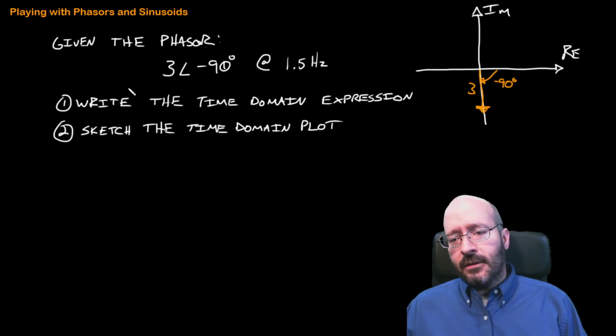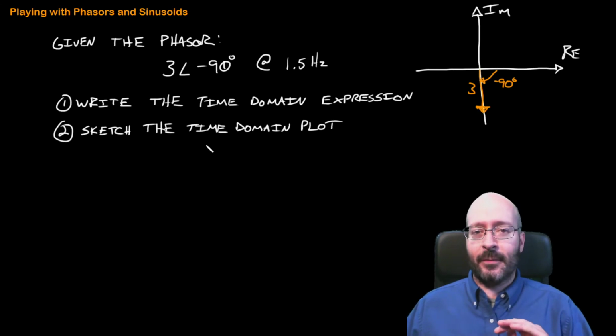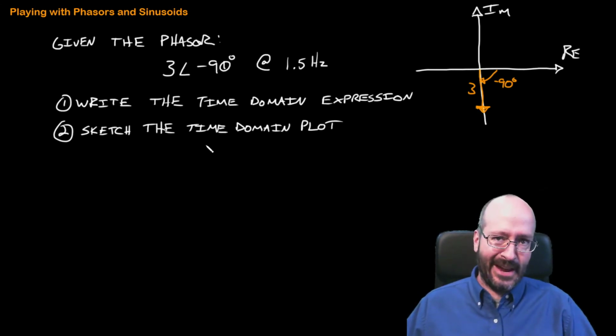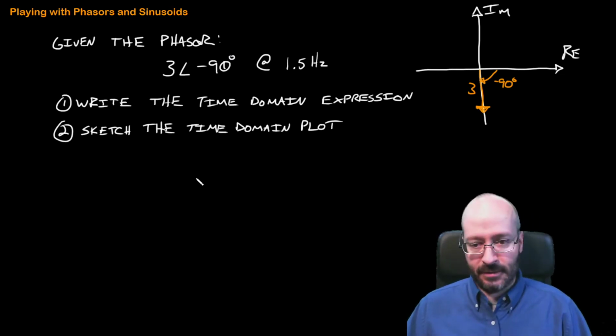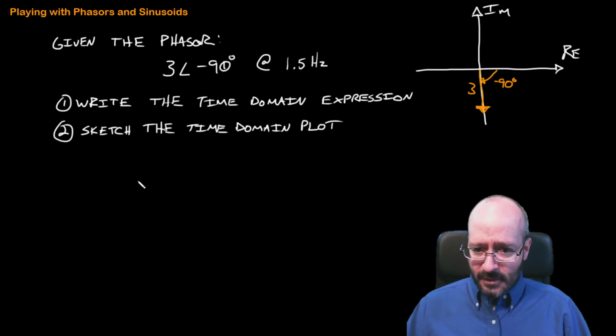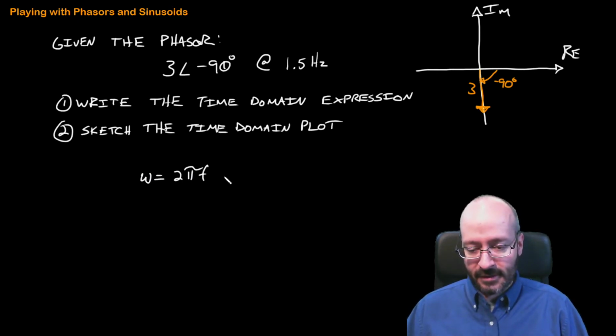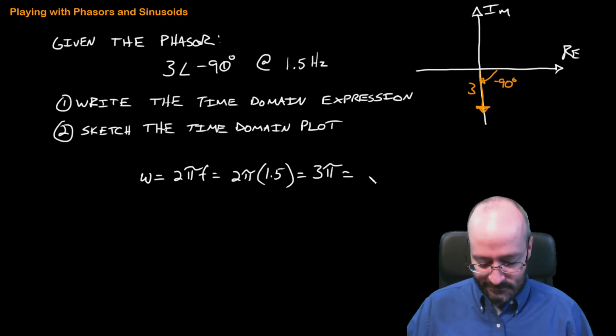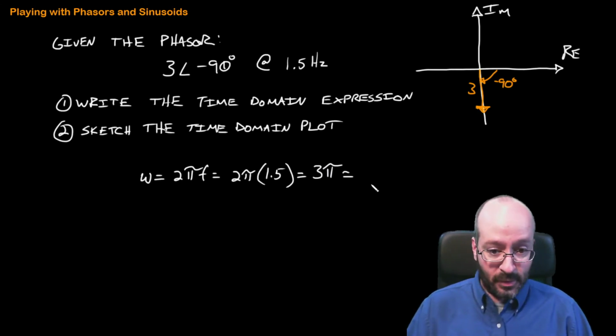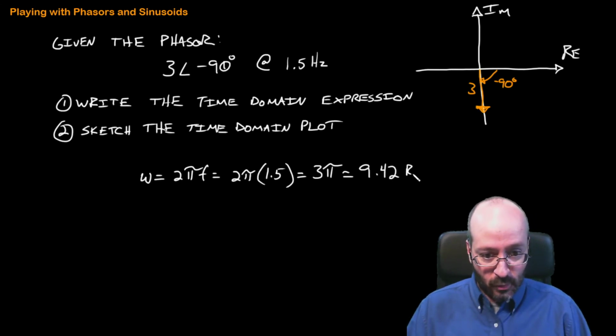Okay? So let's get the time domain expression. We need 3 pieces of information. We need the amplitude, we need the phase shift, and we need the angular frequency. We have the regular frequency, we need to turn it into an angular frequency. Let's say omega is equal to 2 pi f in this case. So we're going to get 2 pi times 1.5, also known as 3 pi. So what's that going to be, like 9 and change? 9.42 radians per second.